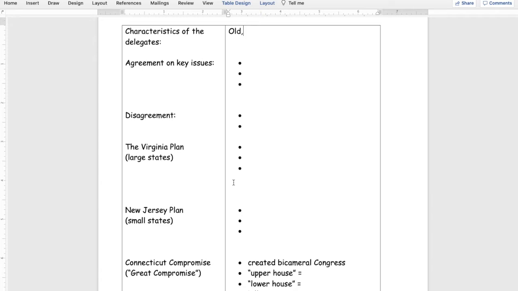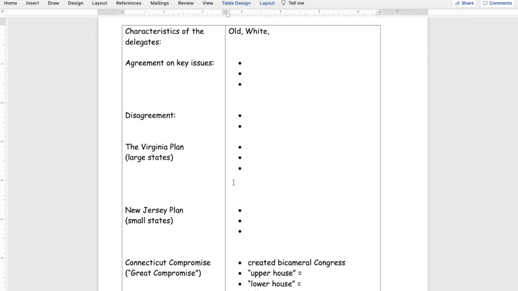Second thing that they also have in common with Mr. Weckbaugh is that they were all white. There was not a lot of diversity amongst the founding fathers at the Constitutional Convention. And when I say not a lot, I mean zero, zip, zilch.